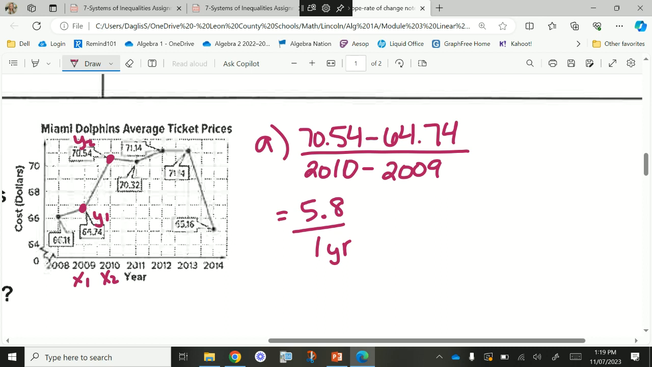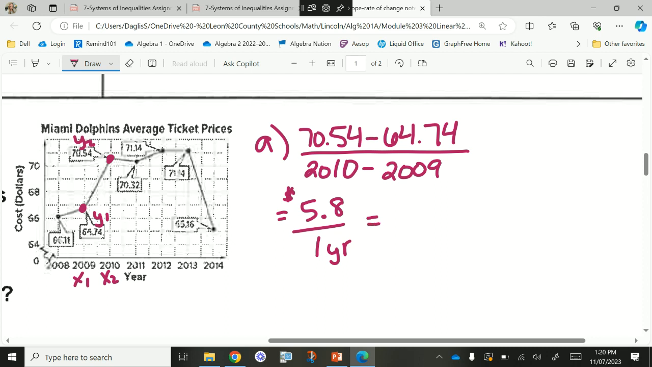What is 5.8? That's money, right? So I don't usually say $5.8. What do we usually say? $5.80. Good. Did the tickets increase or decrease by $5.80? How do you know it increased? Because it's not negative. It is a positive number.